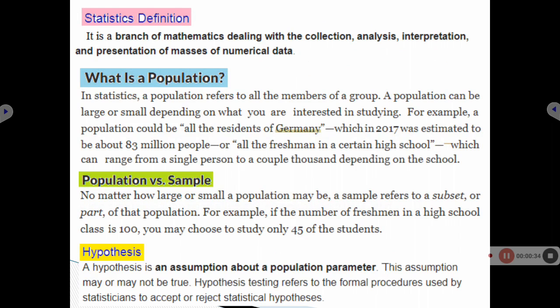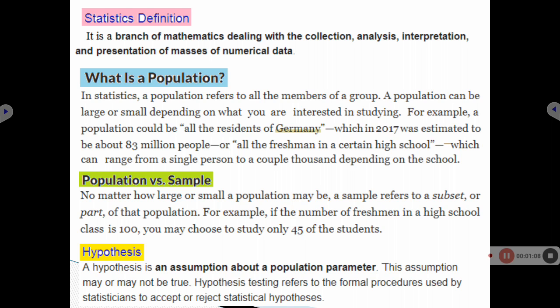Before going to the testing of hypothesis, we need some definitions. What is statistics? What is the population? What is the difference between the population and sample? And what is the meaning of hypothesis? The first one is the definition of statistics. It is a branch of mathematics dealing with the collection, analysis, interpretation and presentation of masses of numerical data. So this is the definition of statistics.